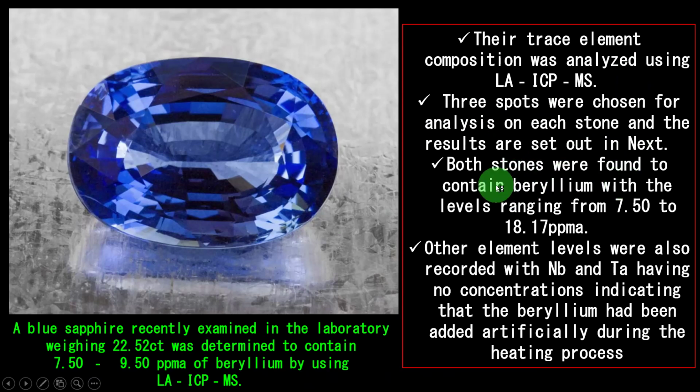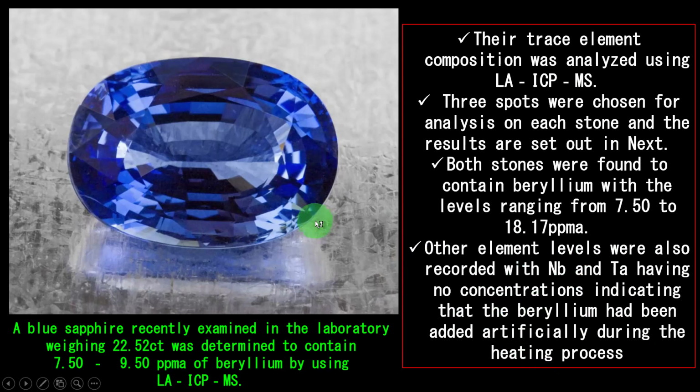Both stones were found to contain beryllium with the levels ranging from 7.50 to 18.17 ppm, a very big amount. Naturally, it comes in 0.5 up to 1.5. Here, 7.5 up to 18.17 ppm, parts per million atoms, counting done by LA-ICP-MS technology after heating at 50,000 Celsius in the tiny spot. Other element levels were also recorded, with niobium and tantalum having no concentrations, indicating that the beryllium had been added artificially during the heating process. This is the number one thing.